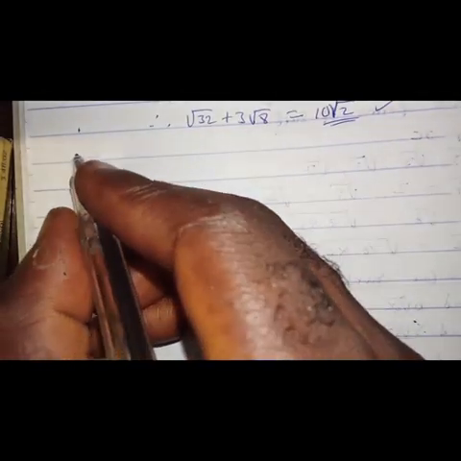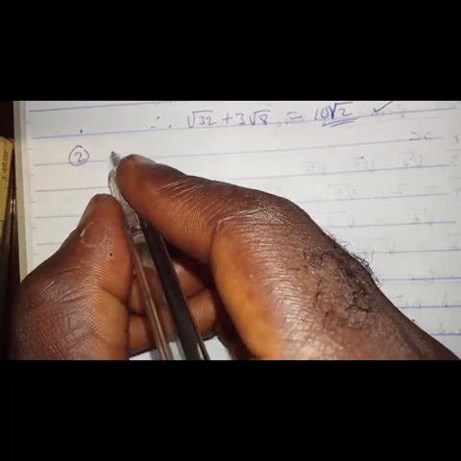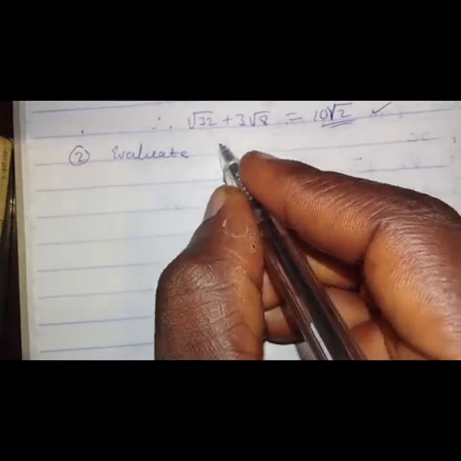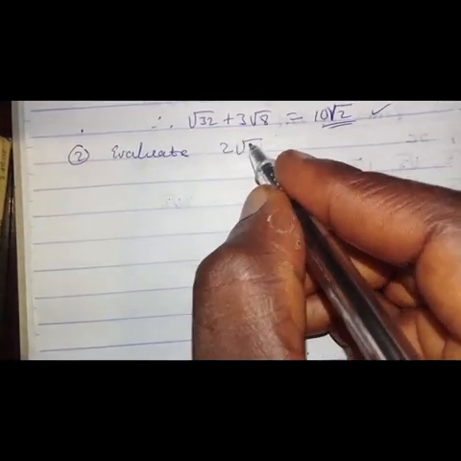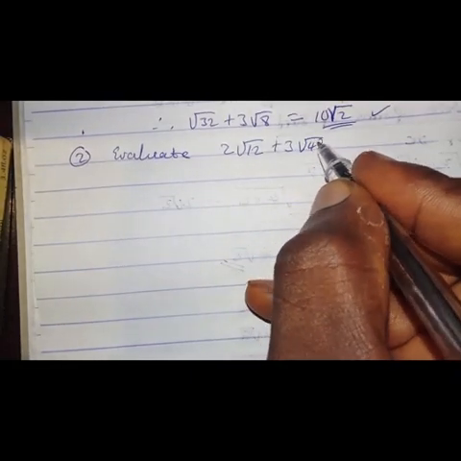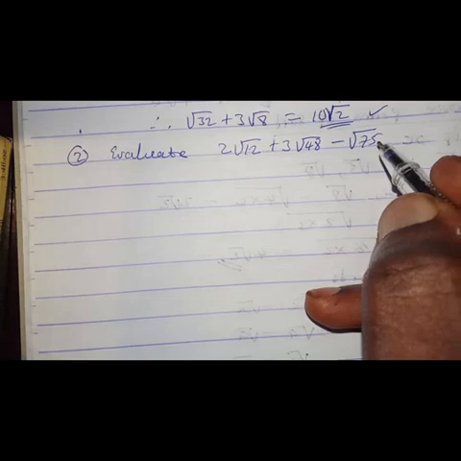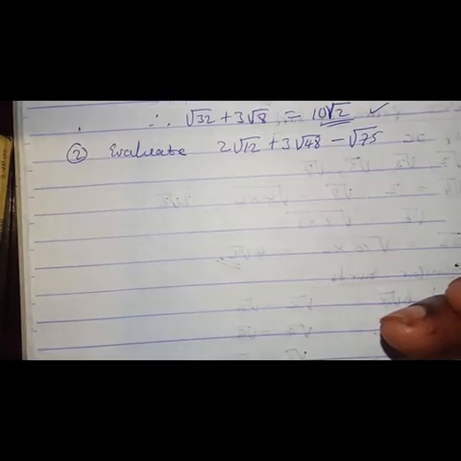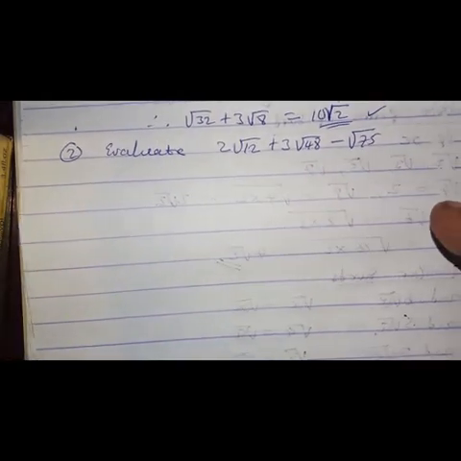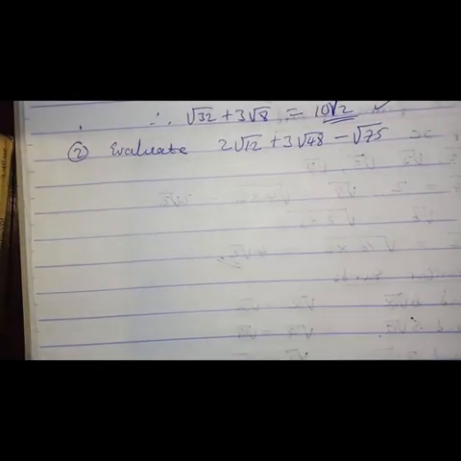Okay, let's solve one more question before we forge ahead. If we look at a question where you are asked to evaluate 2 root 12 plus 3 root 48 minus root 75. Of course, this contains both plus and minus. It's still the same thing. You must not write down those perfect squares, but to be on the safer side, you can write them down somewhere and be looking at them.